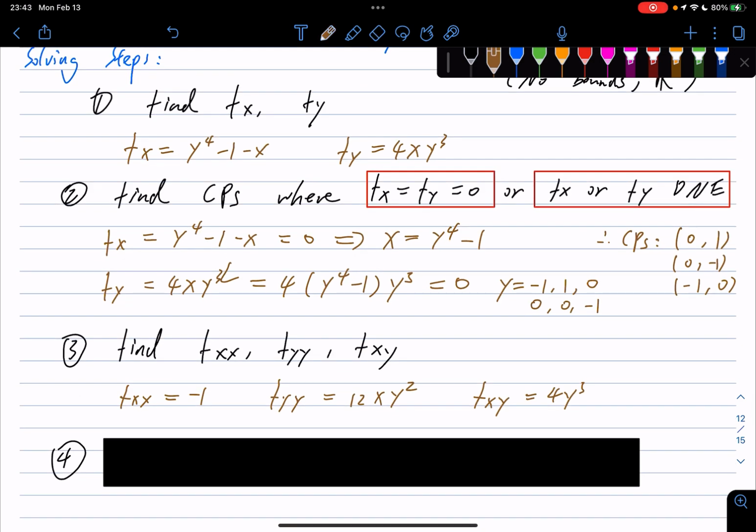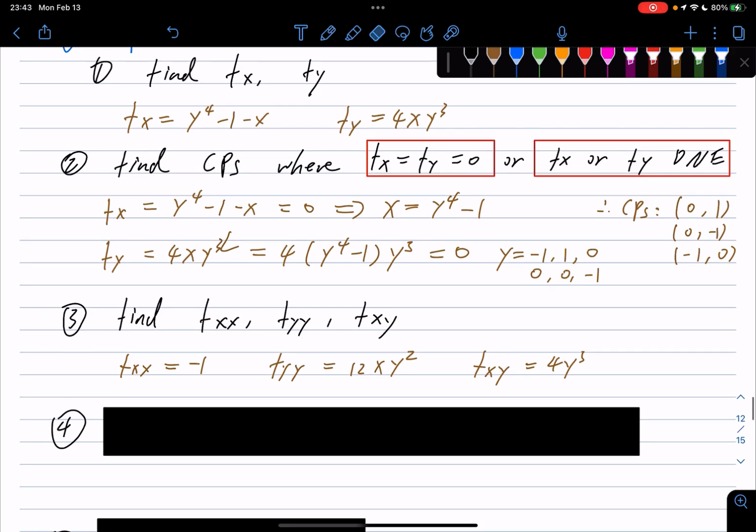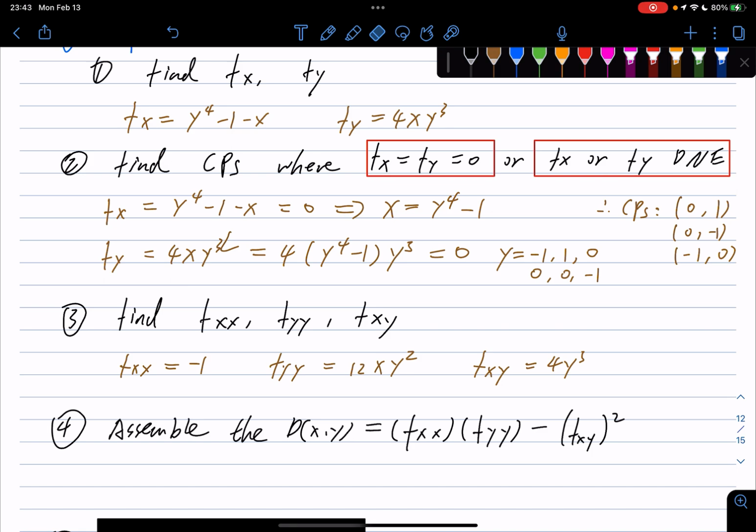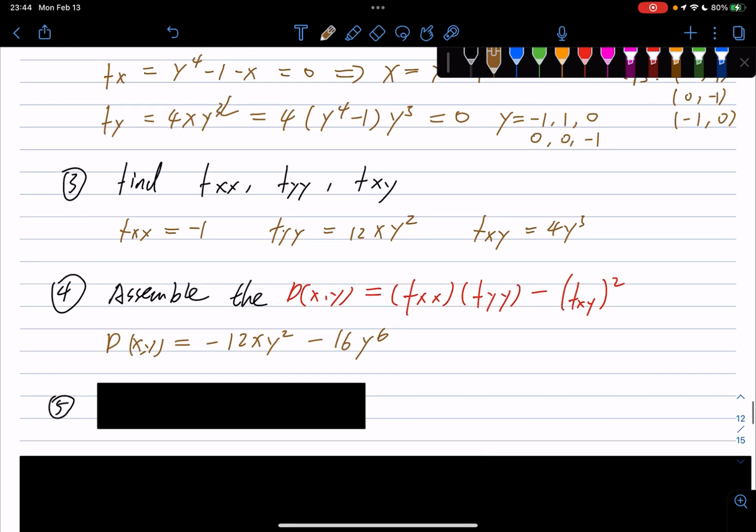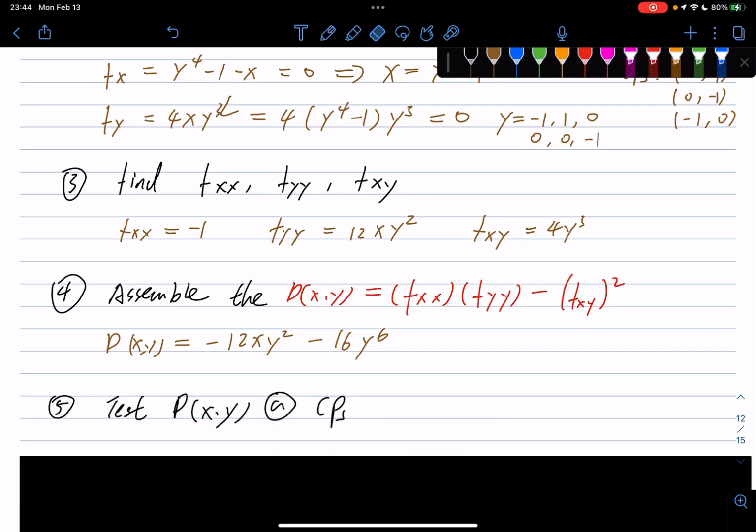So once we obtain all of this information, we're going to utilize the discriminant, right? D of xy. So this is another useful equation. I'm going to highlight it in red. I'm not going to write the whole thing down. Actually, I will. So D of xy equals -12xy squared minus 16y to the 6th power. Don't be afraid of the huge power number, because we are only going to test them at the critical points.